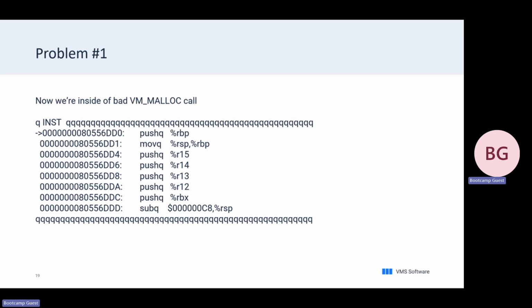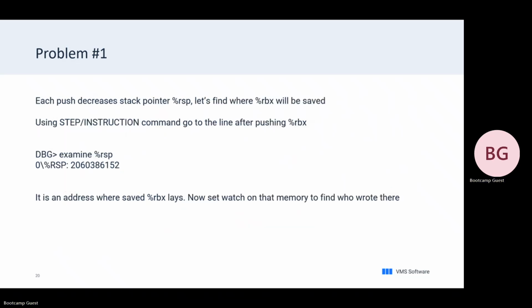So each push decreases the stack pointer. So we can calculate at which point of the stack, at which address RBX is actually saved before it was poisoned. We just use the step instruction, go to the line after pushing RBX, and then examine its content. It's in decimal mode, but for me it's fine. So this is the actual address where the saved RBX is.